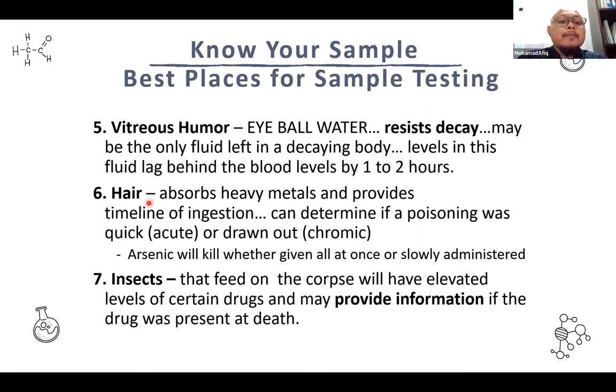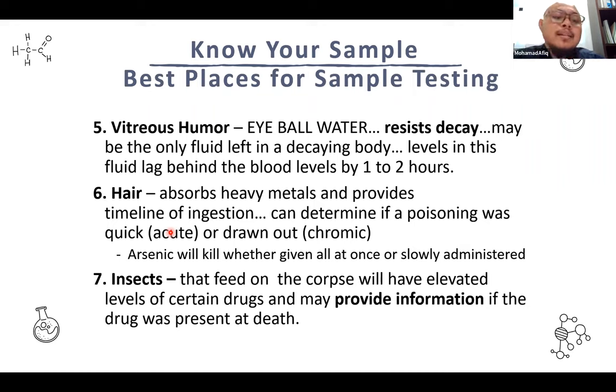Then the next one, hair. Hair absorbs heavy metals and provides a timeline of ingestion. It can determine if the poisoning was acute or drawn-out chronic. If, for example, the death is acute, it means you take the poison just today and you die. So your hair supposedly doesn't have those poisons.